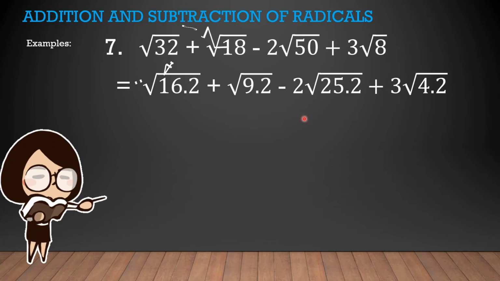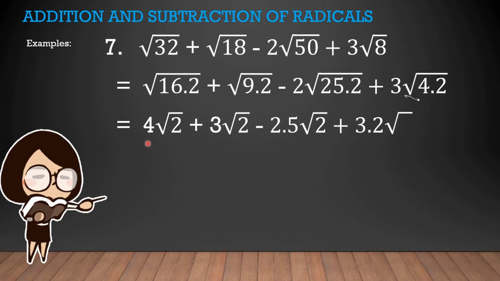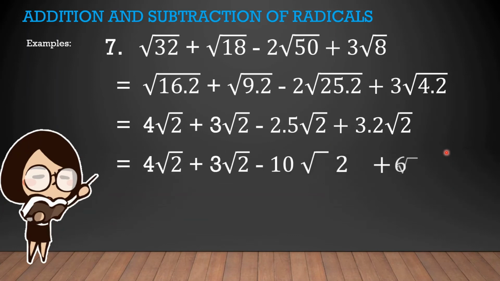So we need to simplify. The square root of 16 is 4, square root of 2, plus the square root of 9 is 3, square root of 2, minus 2 times the square root of 25, which is 5, so 2 times 5, square root of 2, plus 3 times the square root of 4, which is 2, then square root of 2. So guys, did you follow? Then we need to simplify first. Copy 4 square root of 2 and also 3 square root of 2. You can simplify or you can copy. So 5 times 2 is 10 square root of 2. Then 3 times 2 is 6 square root of 2.